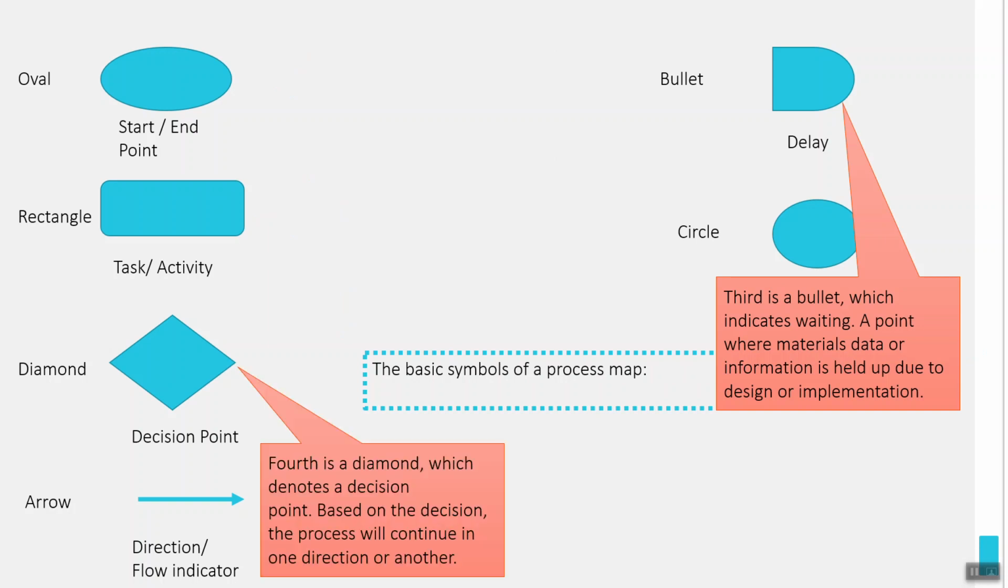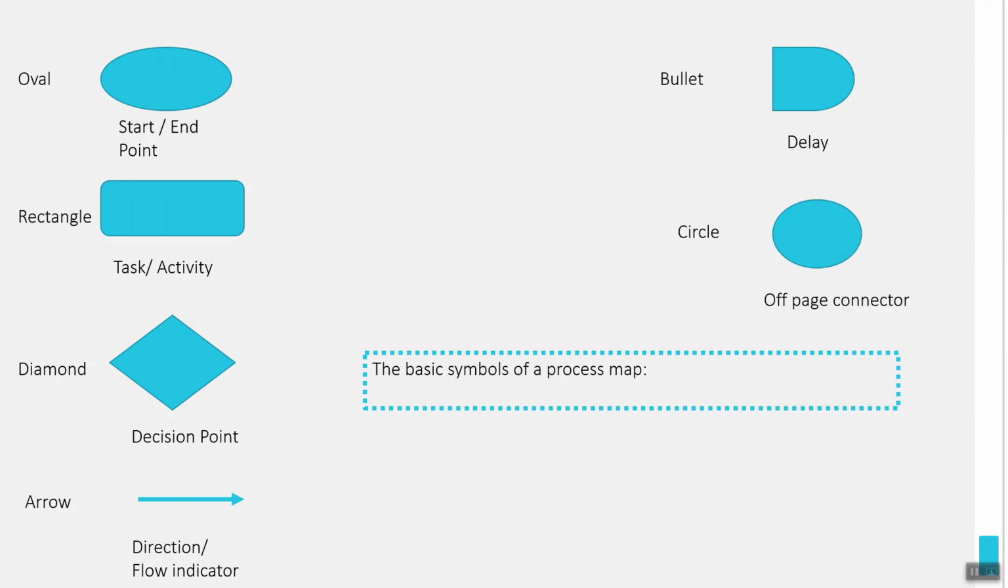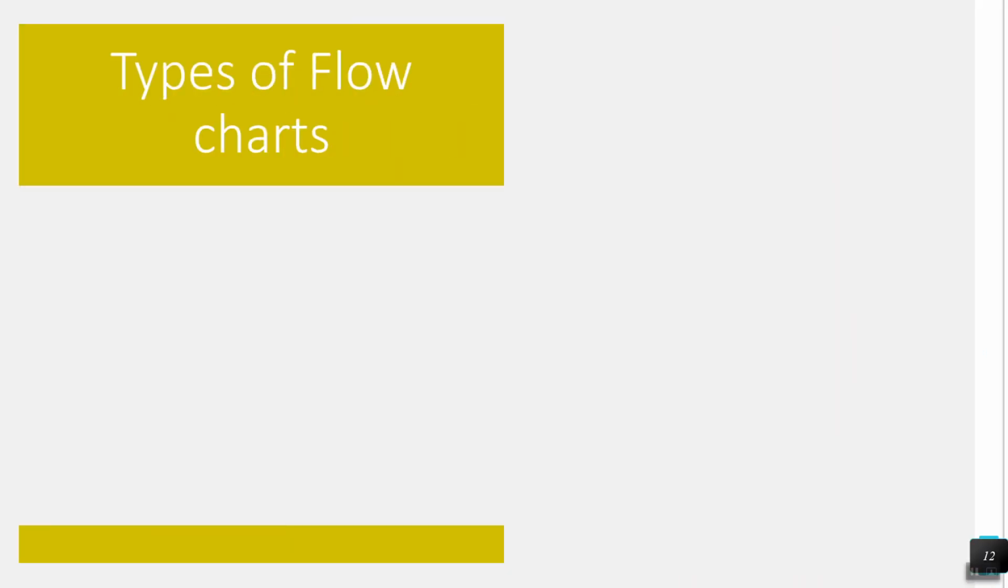Fourth is a diamond, which denotes a decision point. Based on the decision, the process will continue in one direction or another. An arrow, which indicates the direction of travel or flow. A circle, which is an interpage connector. Before we discuss how to make a process map, we will discuss the different types of process maps.